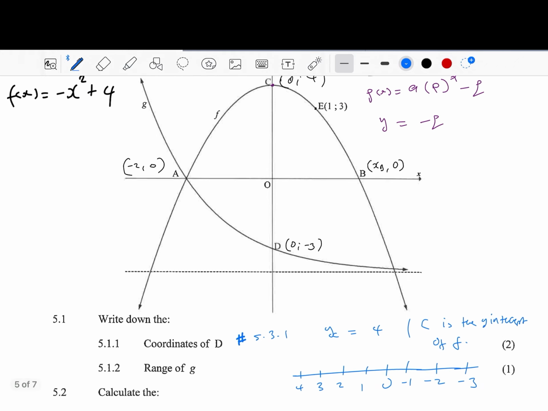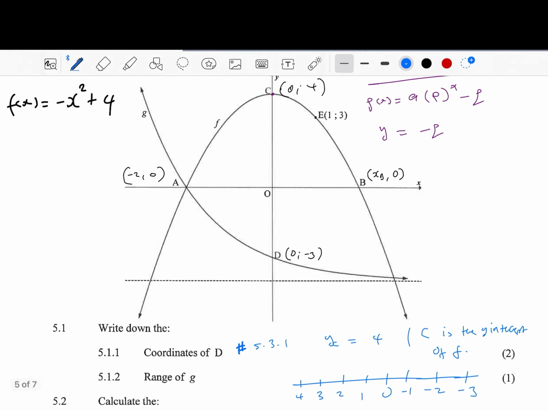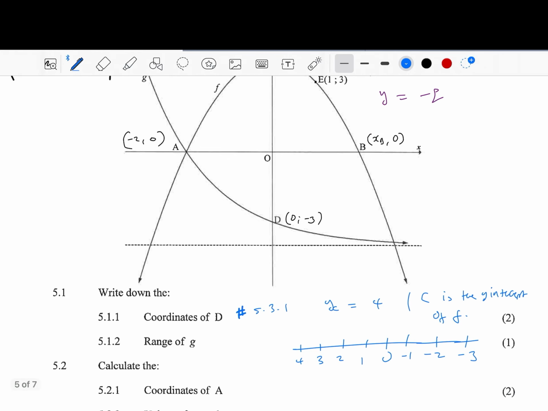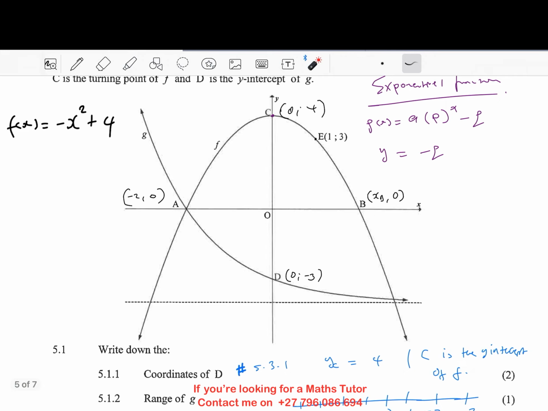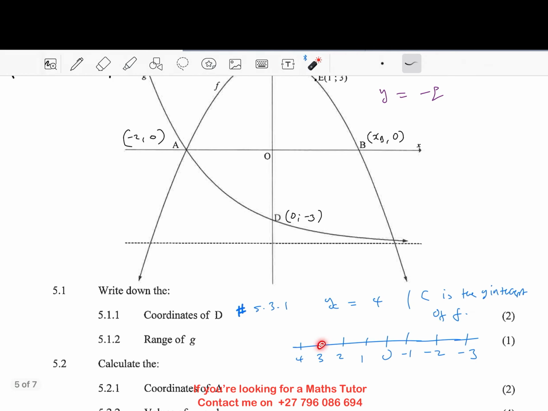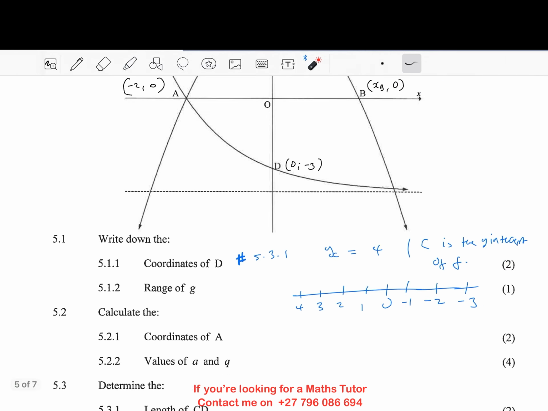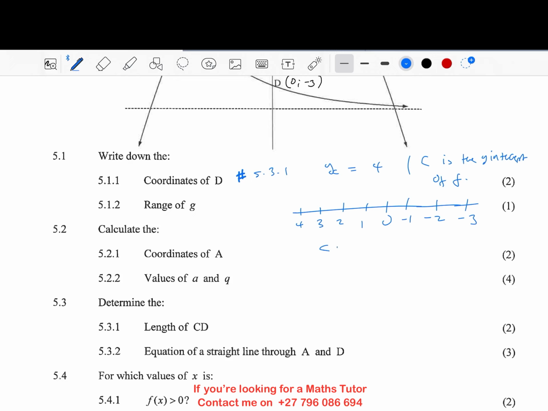I mean, you can use the calculative one too, but I think this is also an easy way of doing this. You can actually just count, because it's countable. Count the number of steps that you're moving. So this is 1, 2, 3, 4, 5, 6, 7. That's the distance between C and D, 7 units. CD is equal to 7 units. That's basically how we do it.